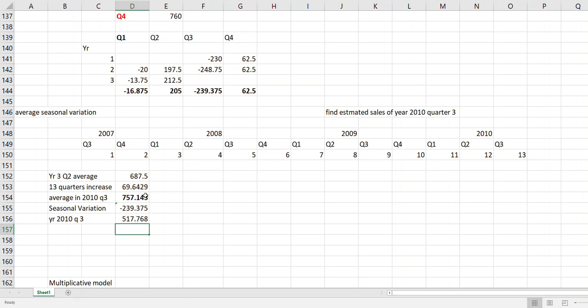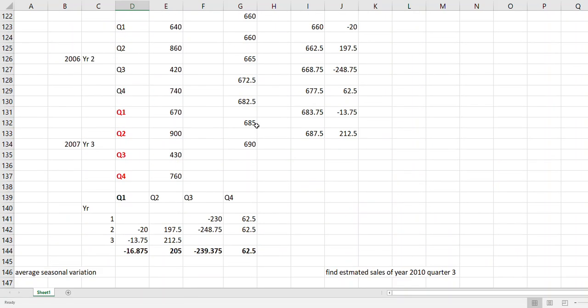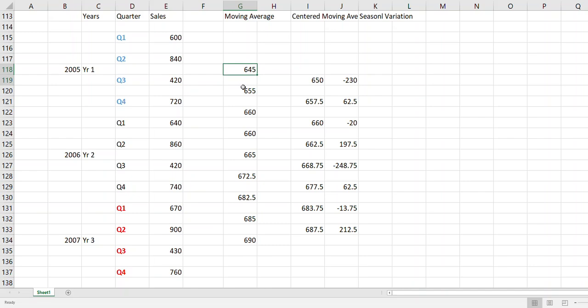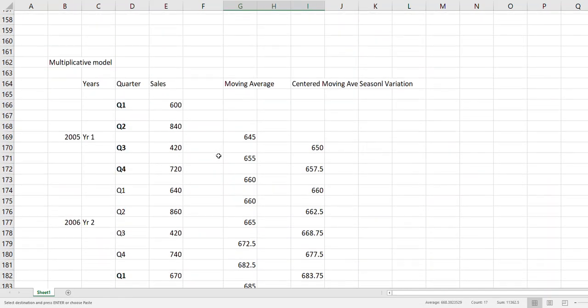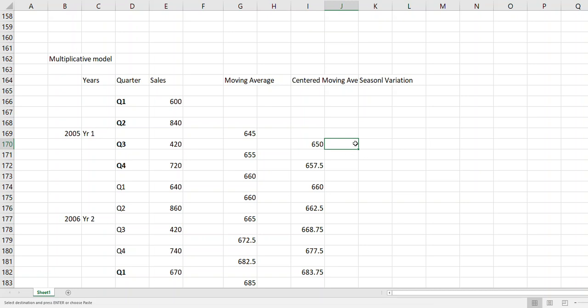This is called additive model because we are using plus and minus. We can do the same thing using multiplicative model. I've already copied it. So in multiplicative model, rather than minusing or plusing, we divide.